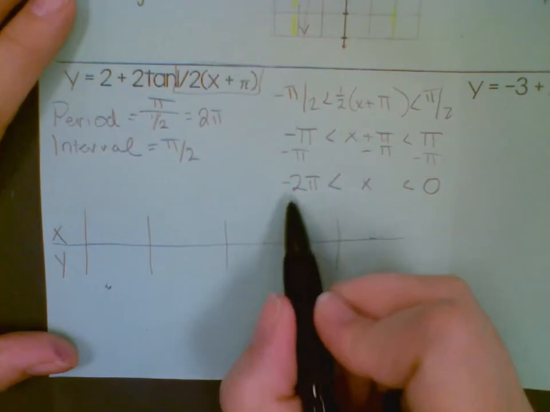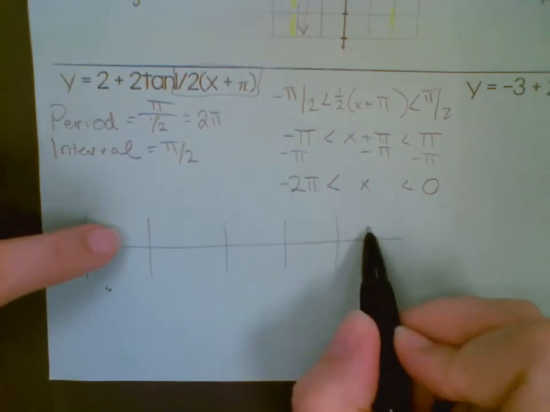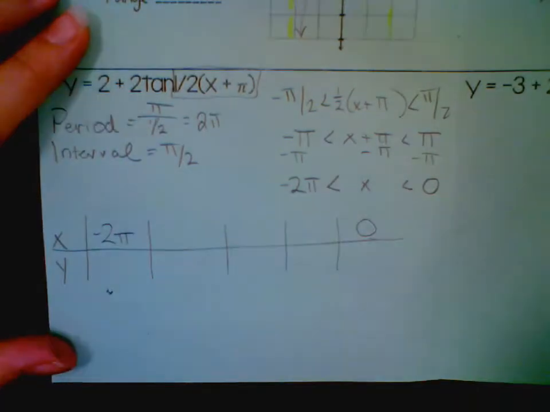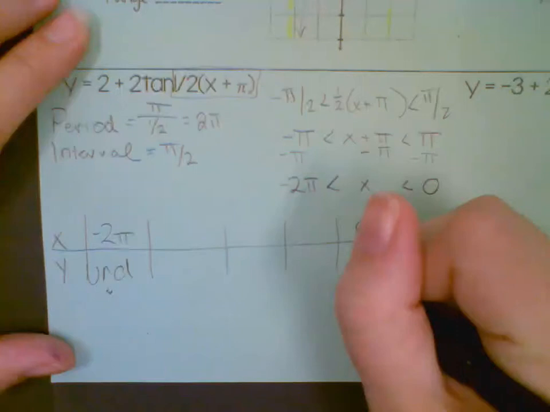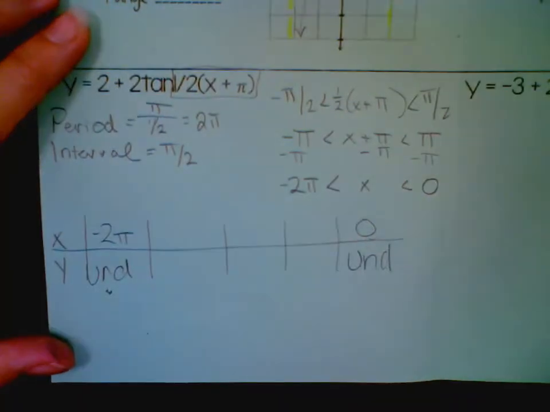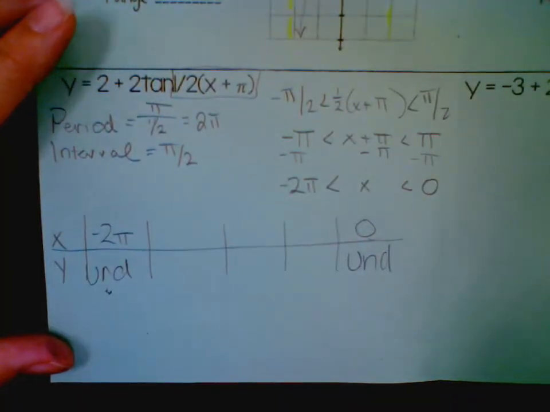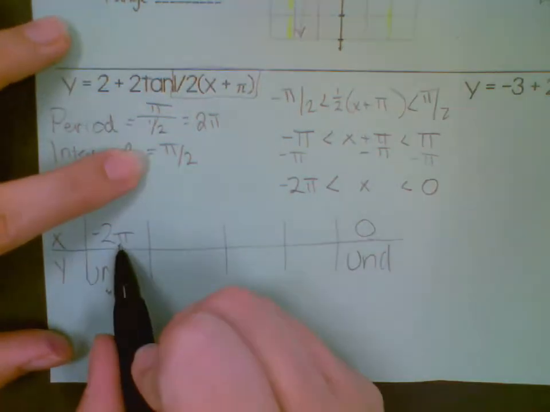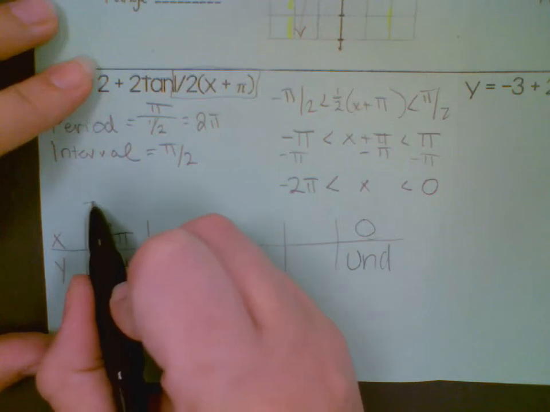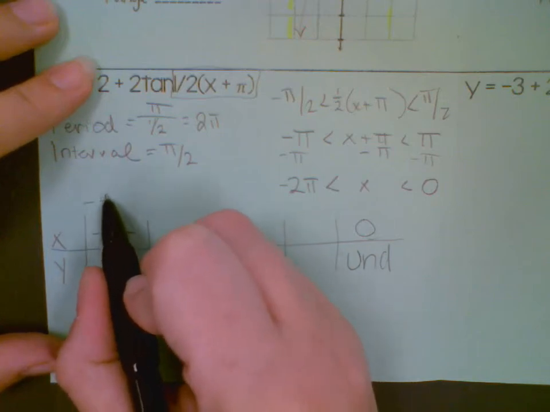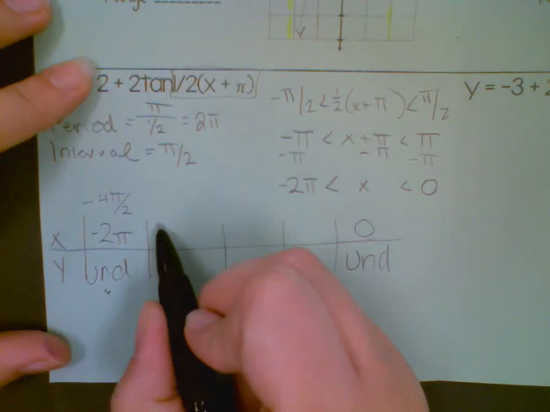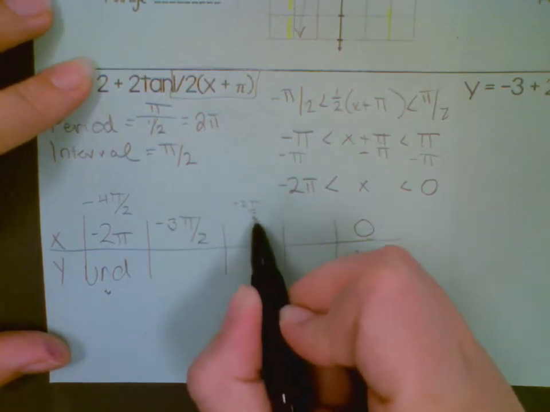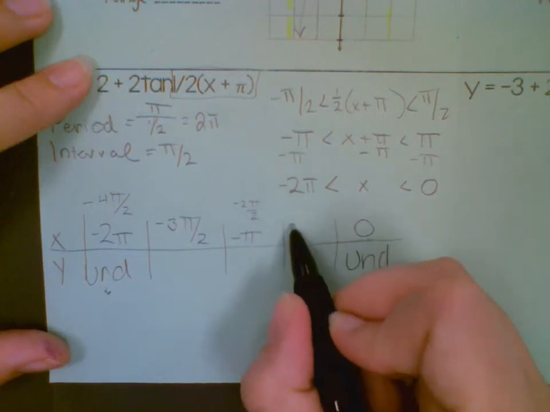So these are our starting and finishing points. So we have negative 2 pi and 0. And those are our asymptotes, so they're undefined. And then if we add pi over 2, we'll get all of our values in between. So this is like negative 4 pi over 2. So negative 3 pi over 2. Negative 2 pi over 2. And negative pi over 2.